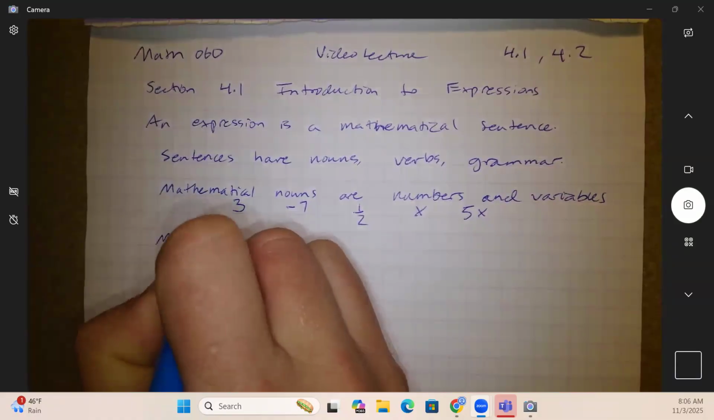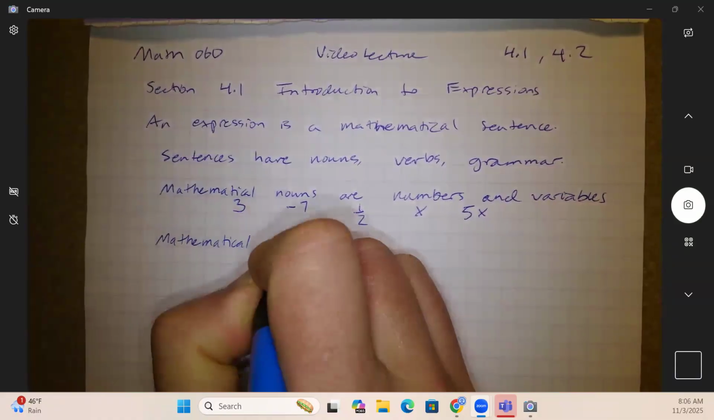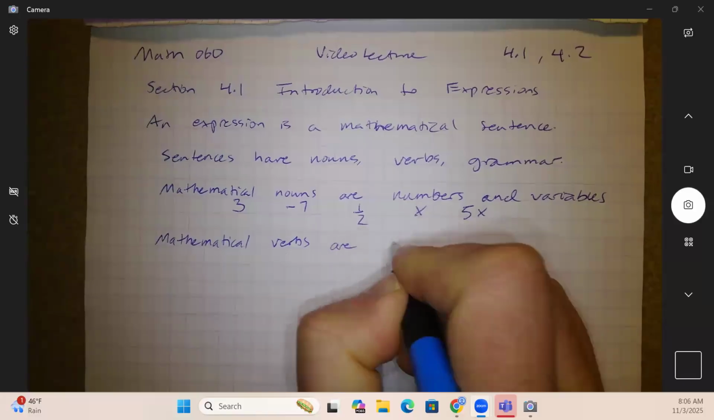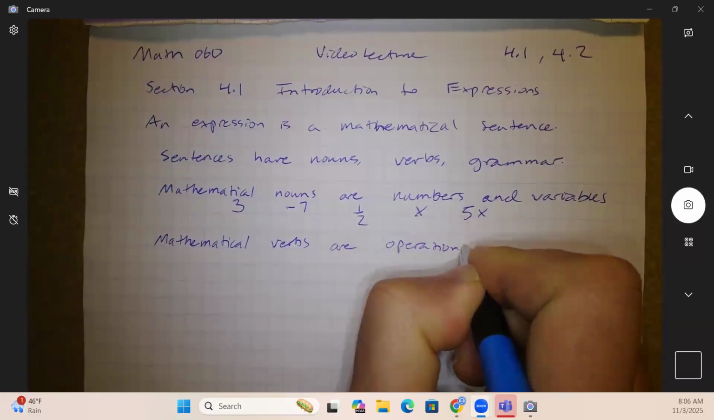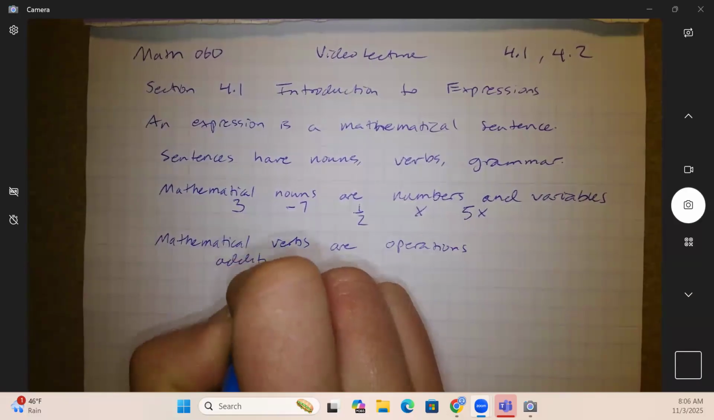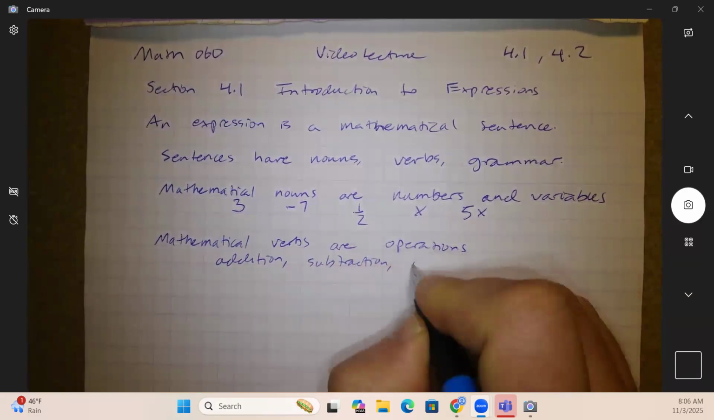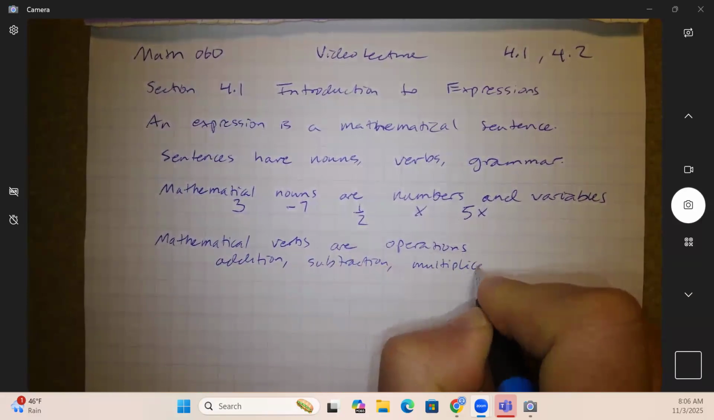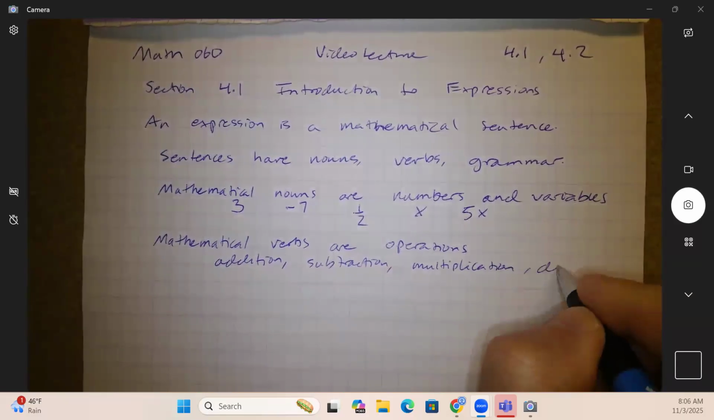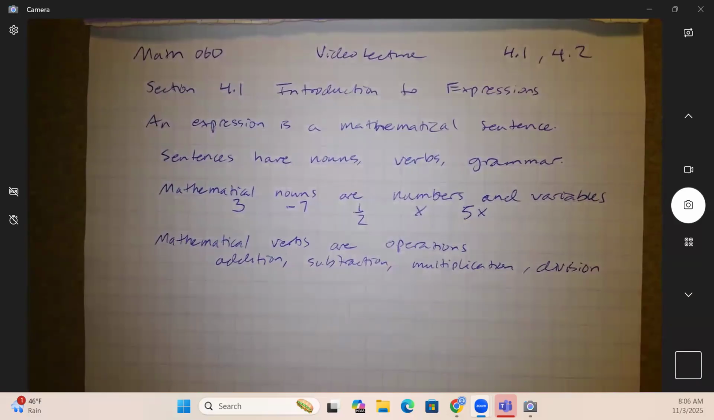Mathematical verbs are the operations like addition, subtraction, multiplication, division, and eventually we'll add others, right? Like we have talked about powers, exponential notation, square roots, as you move on, functions in general.